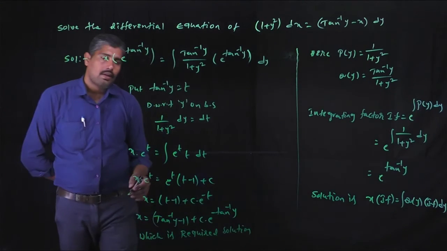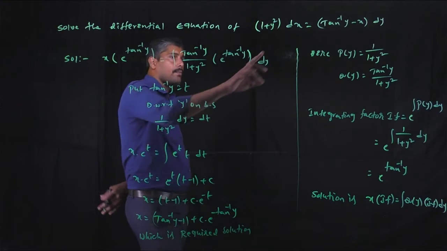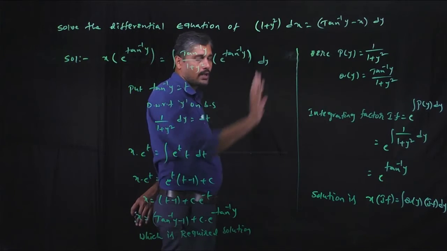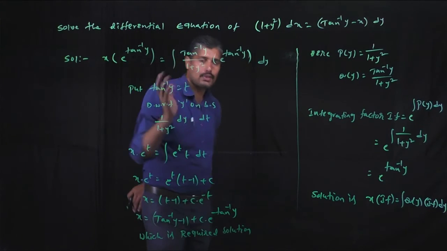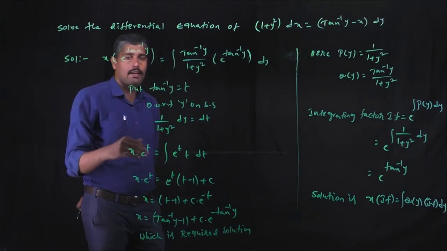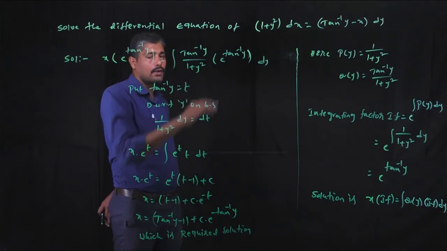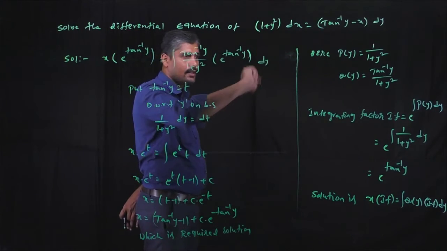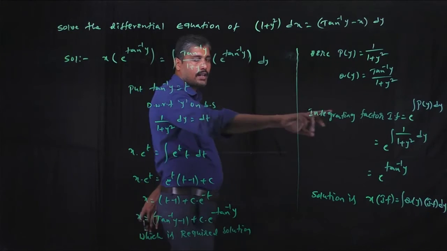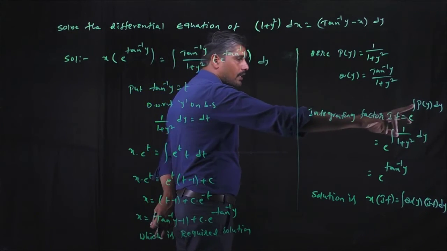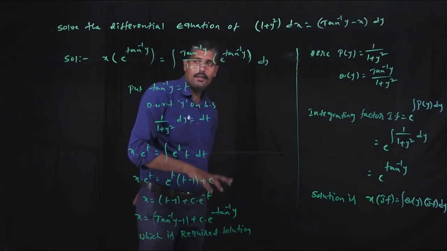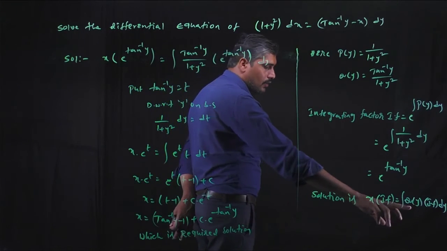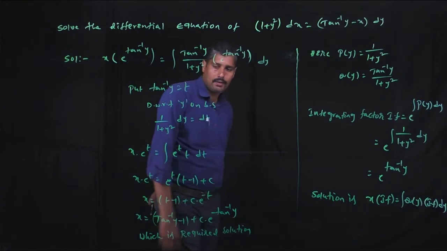Okay. First we check by solving case 1 or case 2. We are not solving by case 1, that's why we go to case 2. That is dx by dy plus p of y into x equal to q of y. This is a linear differential equation in x. That's why we take first integrating factor is e power integral p of y dy. Then solution is x into integrating factor equal to integral q of y into integrating factor dy.